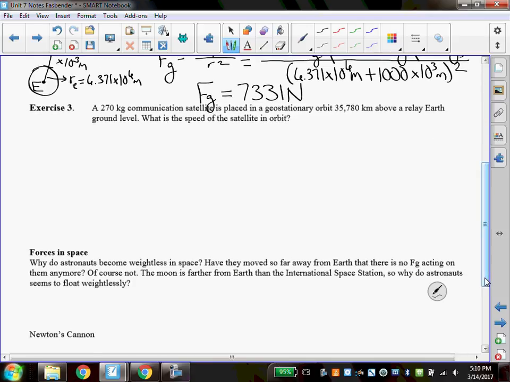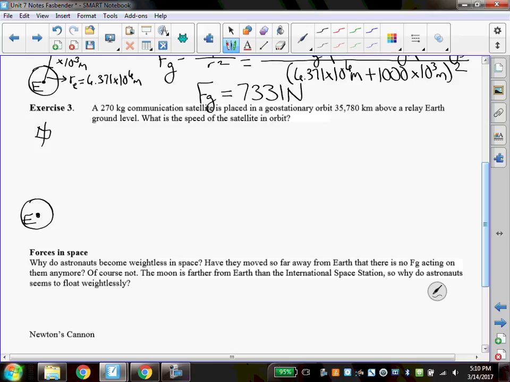Let's do one more. A 270 kilogram communication satellite is placed in geostationary orbit 35,780 kilometers above a relay Earth ground level. So basically, it's just describing to you that 35,780 kilometers is the altitude. What is the speed of the satellite in orbit? So again, let's draw a picture so that we keep everything straight. We got the Earth. We got this satellite.